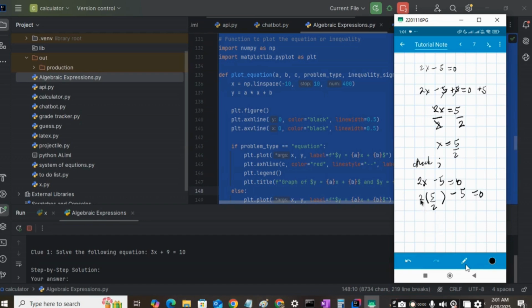Again, we have something common in the numerator and denominator, so we cancel that out. What remains here is 5, and we subtract 5, so that's essentially 0. So 5 minus 5 is 0, equals 0. So our answer is correct, because we have satisfied the linear equation. So this is a linear equation.